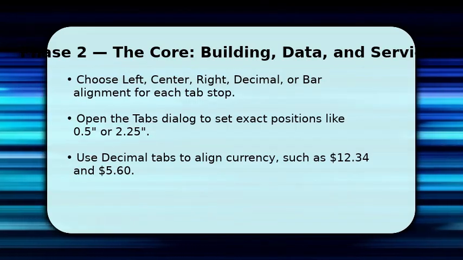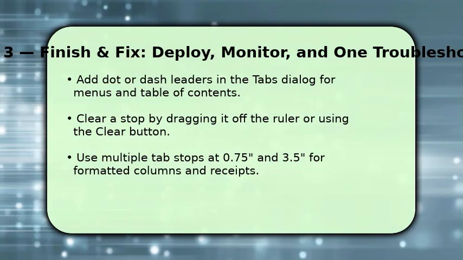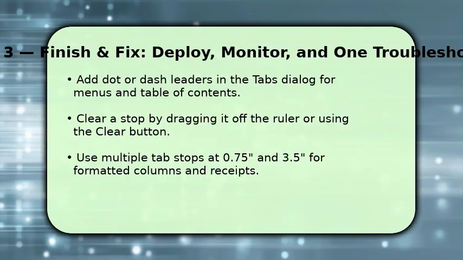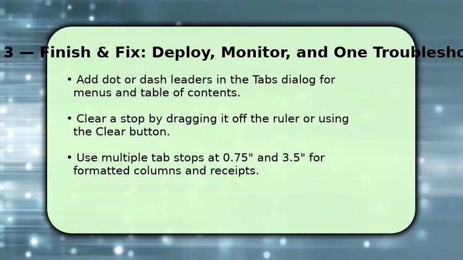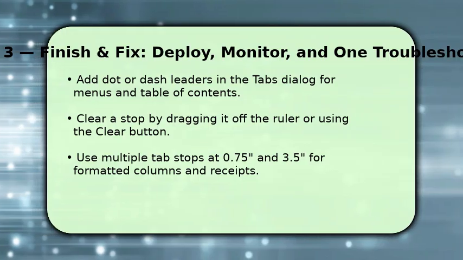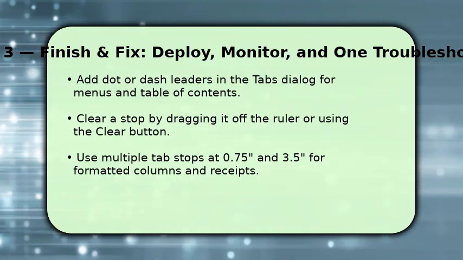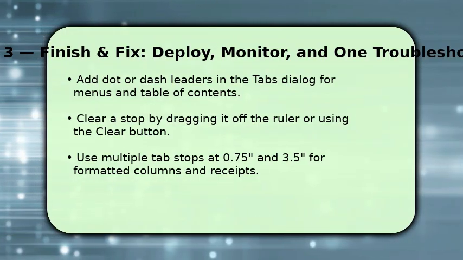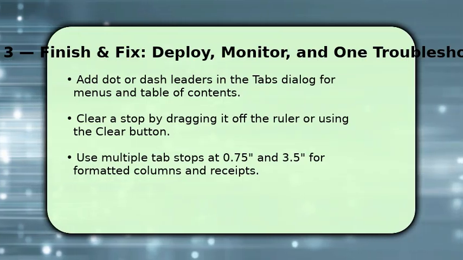Click Set then OK to apply stops and test alignment with sample text. Use leaders for guides such as dot or dash lines in menus and TOCs. Open the tabs dialog and choose a leader style before clicking Set to apply it. Clear a stop by dragging it off the ruler or selecting it and clicking Clear in the dialog.